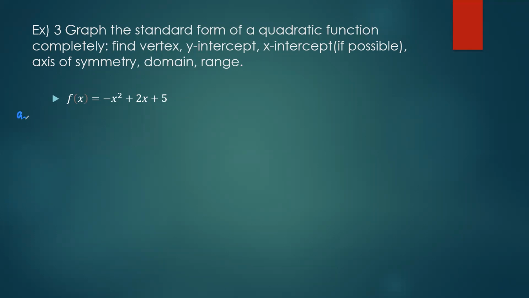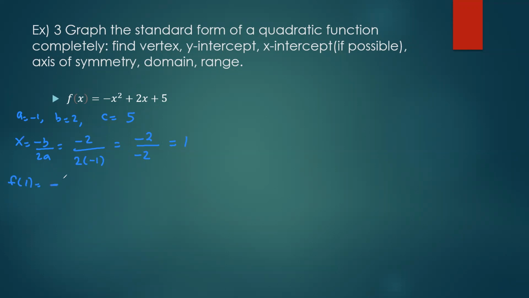My a is -1, my b is 2, and my c is 5, correct? And let's find the x value. So x is the opposite of b over 2a. The opposite of b is -2, over 2 times a, which is -1. So that's -2 over -2, which is 1.